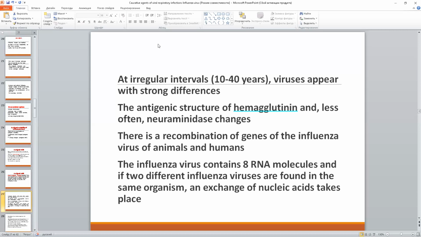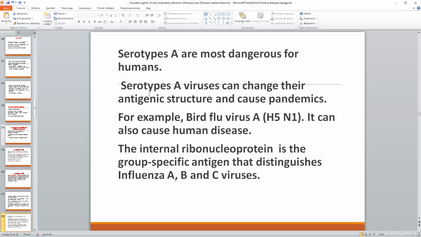So by this reassortment, have you ever heard about swine flu and then bird flu? Such epidemics were developed exactly due to genetic recombination between influenza viruses of human beings and animals and birds. Serotype A viruses are most dangerous for humans. They can change their antigenic structure and cause pandemics. For example, bird flu virus AH5N1.